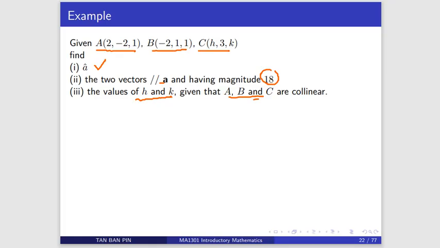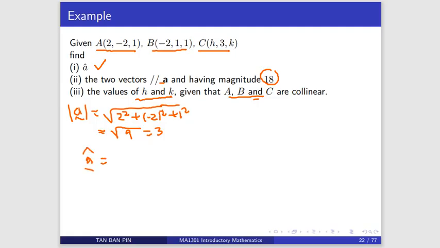To find cap A, first you find the magnitude of A. The magnitude of A will be the square root of 2 squared plus (-2) squared plus 1 squared. So it's just the square root of 9, which is 3. So with that, cap A should be just 1/3 of (2, -2, 1). And what you want is length 18 in part 2. Part 1, cap A is just 1/3 of (2, -2, 1).